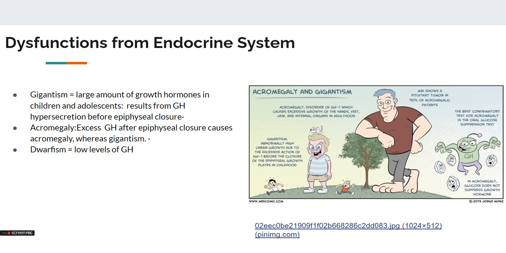Abnormally low levels of GH in children can cause growth impairment, a disorder called pituitary dwarfism, also known as growth hormone deficiency.